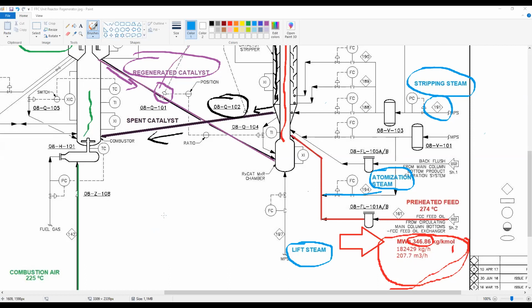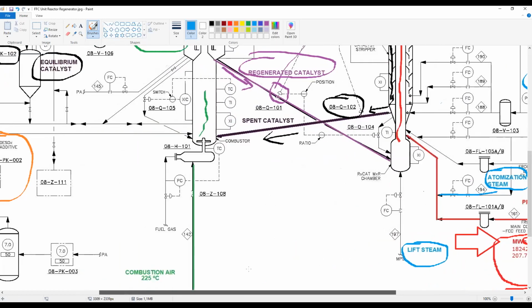The FCC unit is designed for complete combustion, but if partial combustion happened, what will be the effect? We did answer that one before, if we go back to page number 13. This is the chat from Mr. Abdulrahim. We did answer. That's not a new one, it's an old one. Now we ask about new ones.